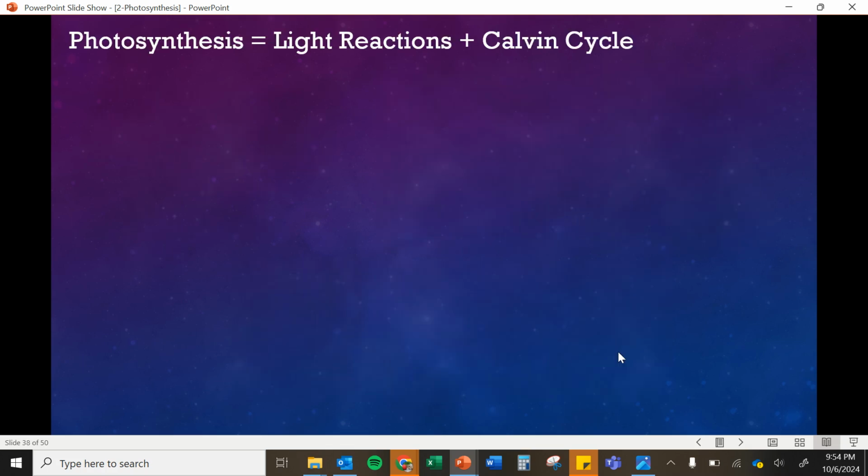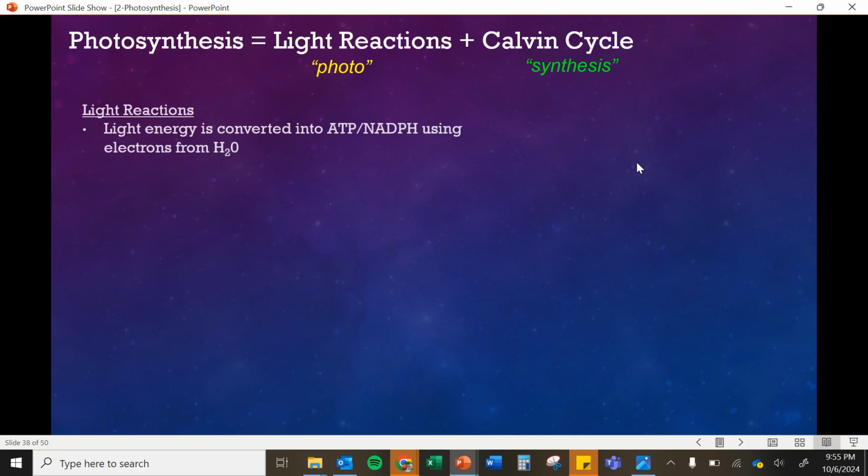Okay, so photosynthesis is broken down into two big steps. We have our light reactions, and then the Calvin cycle, sometimes referred to as the dark reactions, or our light independent and our light dependent reactions. The photo is the light reactions, and the synthesis is the Calvin cycle.